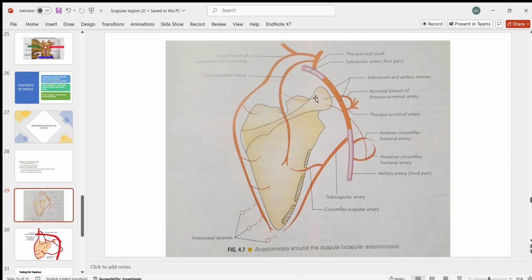So I'll repeat. This anastomosis is basically between branches of subclavian and axillary arteries. The anastomosis at the level of body of scapula is made by the transverse cervical of subclavian, the suprascapular of subclavian, and the circumflex scapular of axillary here. And the other anastomosis at the level of acromion process is acromion branch of suprascapular, acromial branch of thoracoacromial artery, and the acromial branch of posterior circumflex humeral artery. This is the second anastomosis at the level of acromion process.